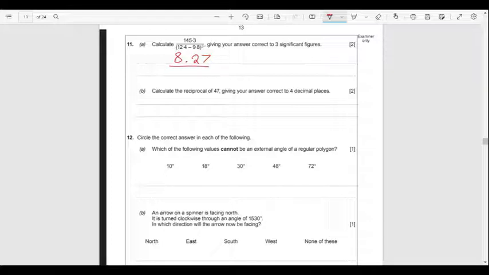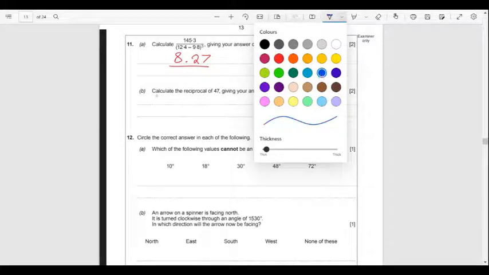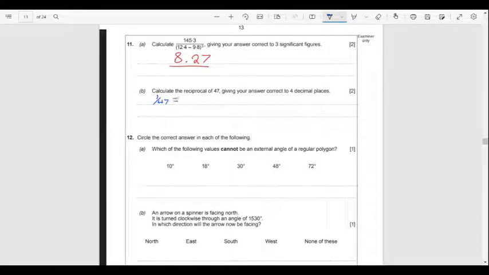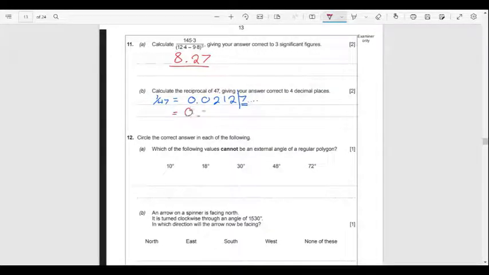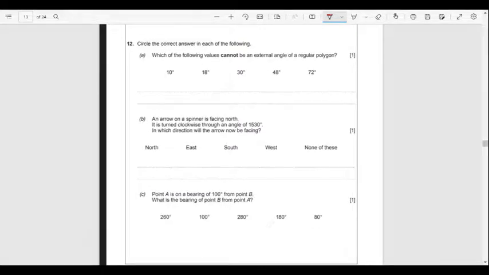Okay, calculate the reciprocal of 47. Give your answer to 4 decimal places. Well, the reciprocal is, sorry, wrong color. The reciprocal is 1 over 47, which equals 0.02127 and some other stuff. We only want this to 4 decimal places, so I'm going to block it there. The 7 will round up that 2. So our final answer, again, should be in red, is 0.0213.